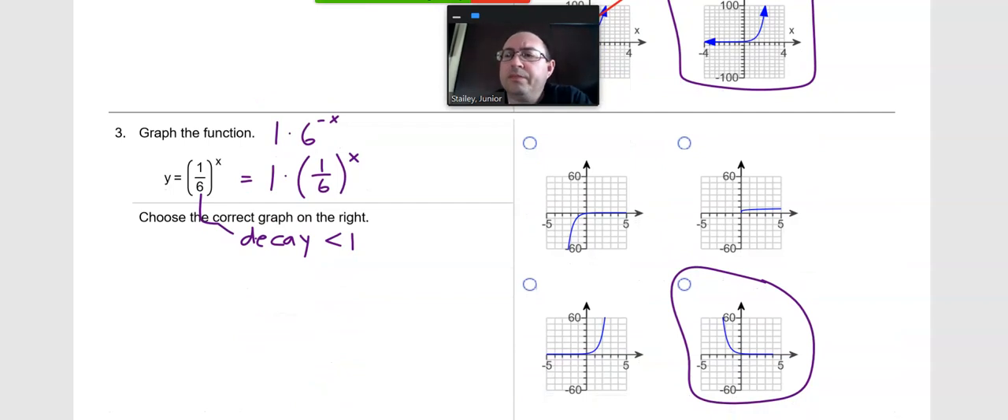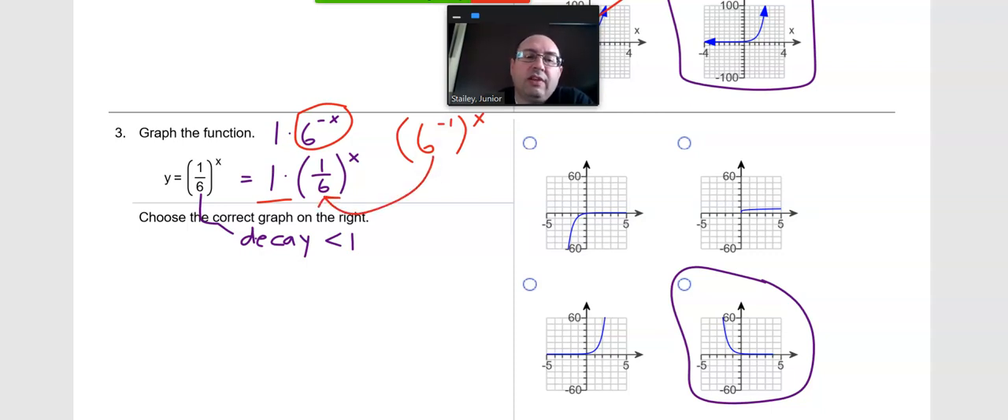So on the next one, we're looking for exponential decay because 1/6 is smaller than 1. It does have an a value of 1. If they ever try to do this trick on you, remember 6 to the negative x is really 6 to the negative first to the x. And so 6 to the negative first is 1/6.